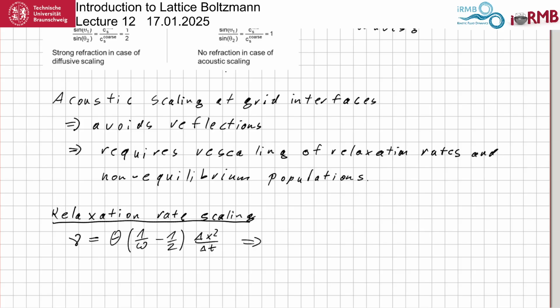So if this is the case, then we have for the coarse grid omega_c: 1 minus 1/2 delta x_c squared divided by delta t. The viscosity must always be the same, so it's 1 over omega fine minus 1/2, and here comes the delta x fine squared by delta t fine.